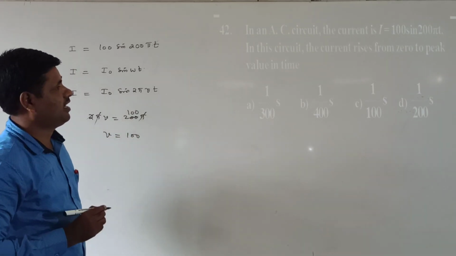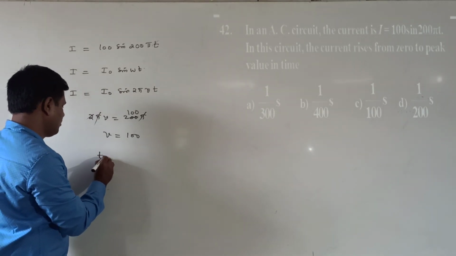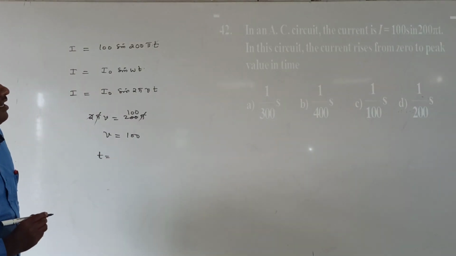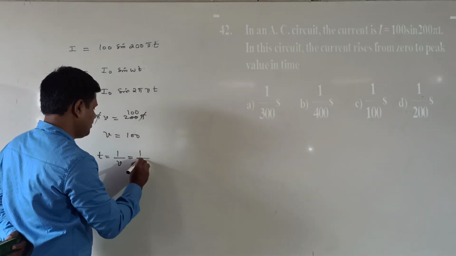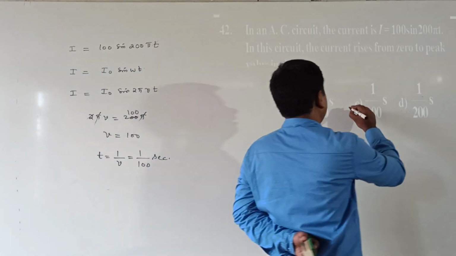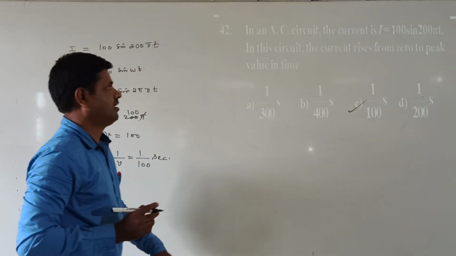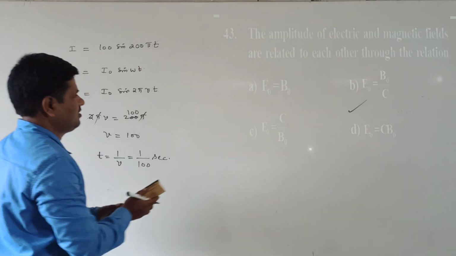But what is being asked here? Time is being asked. Time is the reciprocal of the frequency. So the time for the current to go from 0 to peak value is T equal to 1 by nu, that is 1 by 100 seconds. Which option is correct here? C option is correct, 1 by 100 seconds. Next, we go to question number 43.